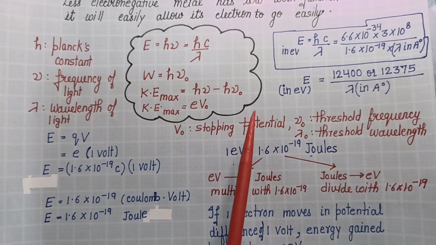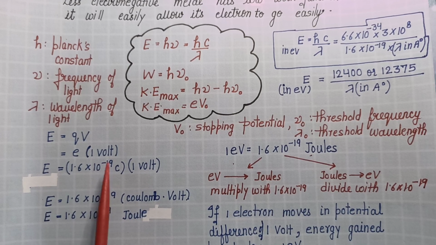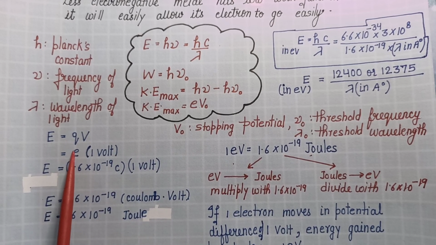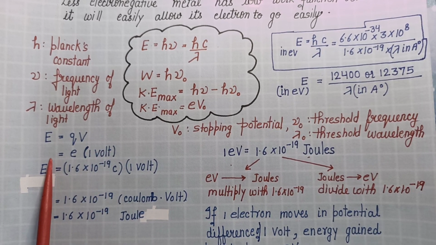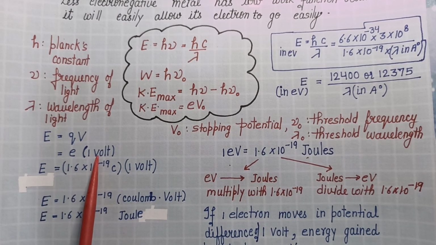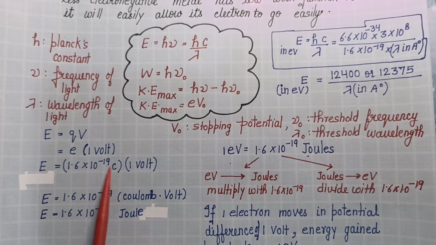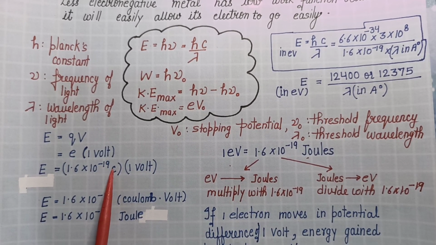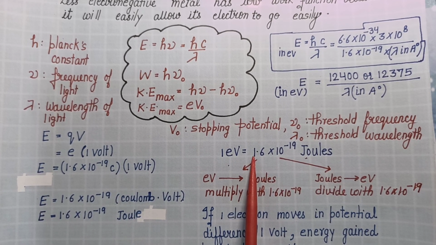Next important point is that the electron volt is a unit which we use in atomic physics to represent energy. This electron volt unit is calculated by multiplying the charge of the electron with the value of the potential difference in which this electron is moving. If we take the potential difference equal to 1 volt, then the charge of the electron times 1 volt will give you 1.6 into 10 to the power minus 19, and coulomb times volt gives the unit joule. So 1 electron volt is equal to 1.6 into 10 to the power minus 19 joules.